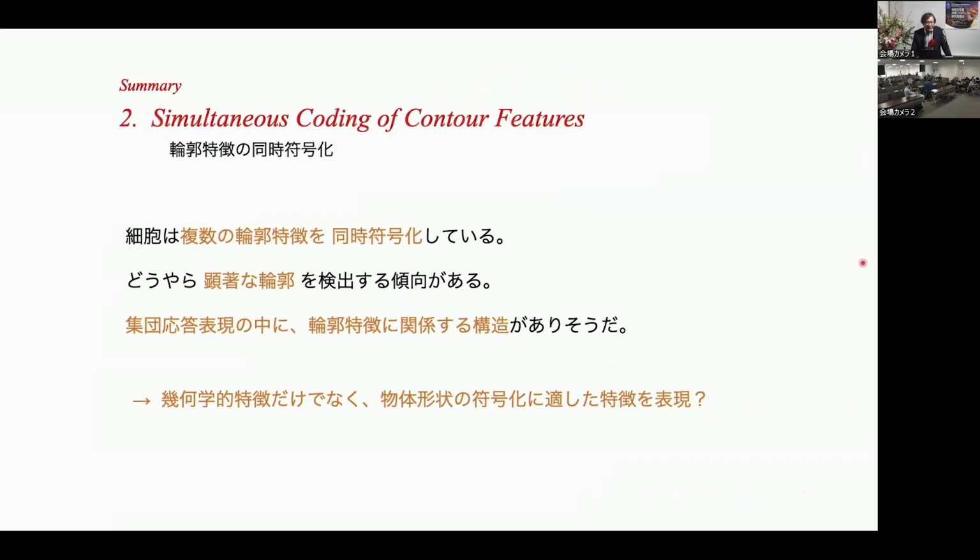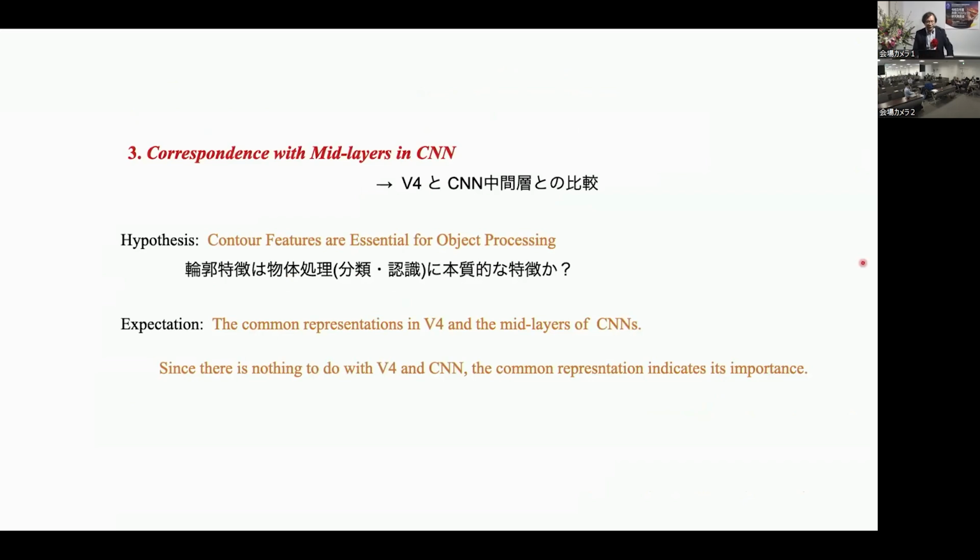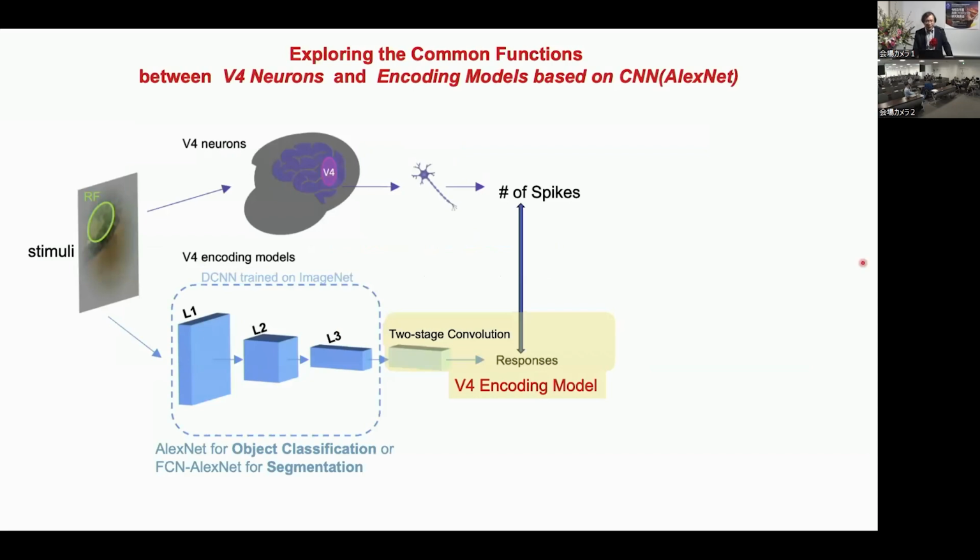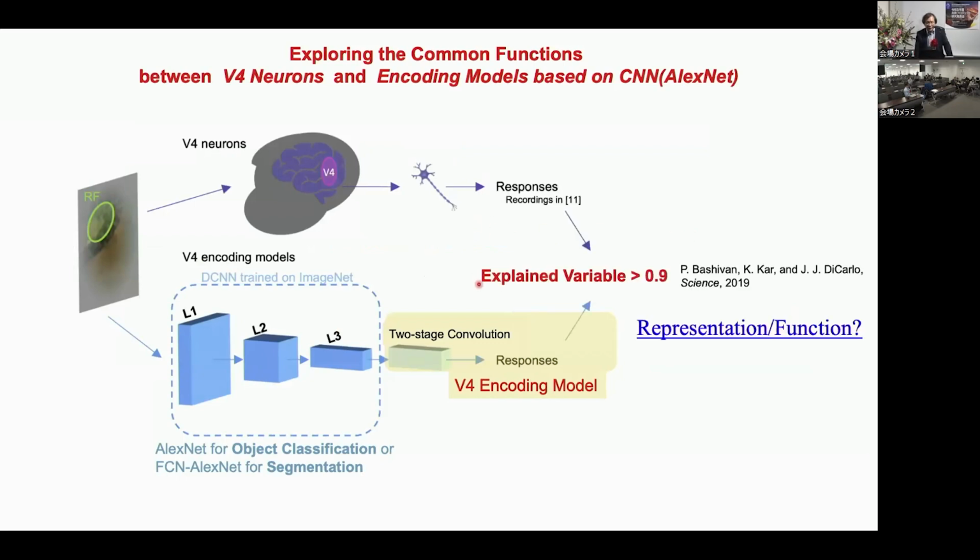I think I talked too much. Let me go briefly through the correspondence with the CNN. We want to compare the activity of the neurons with the activity of the mid layer of the CNN. To do that, we need some kind of translator between them. So we use a two-stage convolution network, which is quite simple. The explained variance of this model is very good, 0.9, so we can use this as a model.